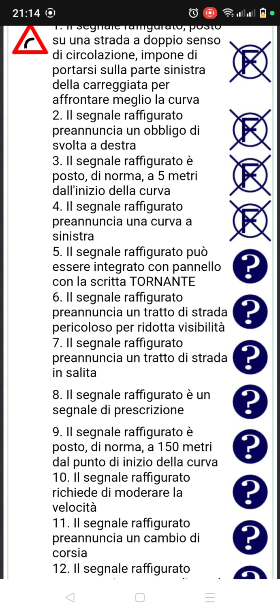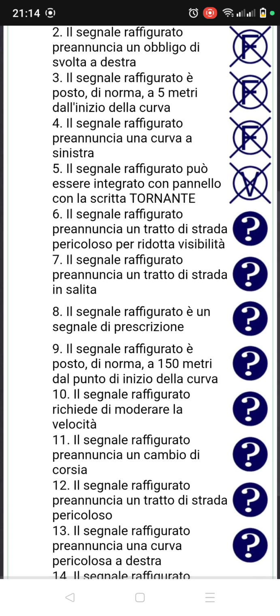Number 5. Il segnale raffigurato può essere integrato con pannello con la scritta tornante. So this number 5 says this signal can be integrated with a panel with the inscription tornante, and it's true. Number 6. Il segnale raffigurato pronuncia un tratto di strada pericoloso per ridotta visibilità. Yeah, it's true. It says this sign figure is announcing a section of the road that is dangerous, that can reduce the visibility, and it's true.